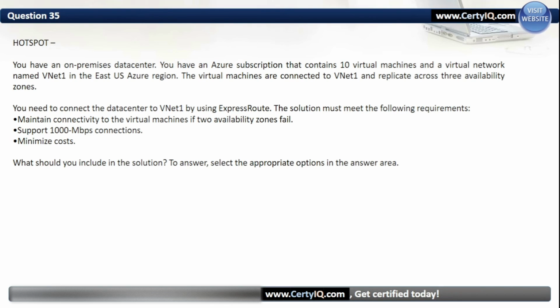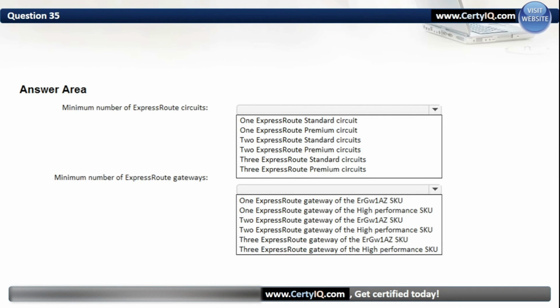The solution must meet the following requirements. Maintain connectivity to the virtual machines if 2 availability zones fail. Support 1000 Mbps connections. Minimize costs. What should you include in the solution? To answer, select the appropriate options in the answer area. First, the minimum number of ExpressRoute circuits. These are our options.